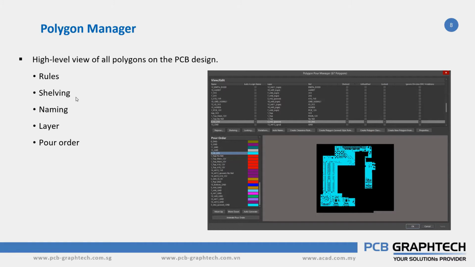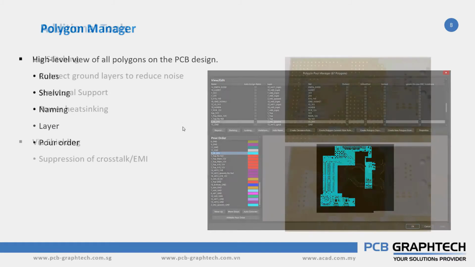So shelving the polygon doesn't mean that you're deleting the polygon. It's like you're hiding the polygon for some reason, and once you do the changes, you can regain the polygon again. Next, you can name the polygon and the layer, you can view it, then the pour order, all this you can see here.